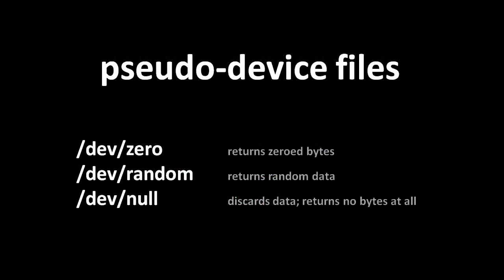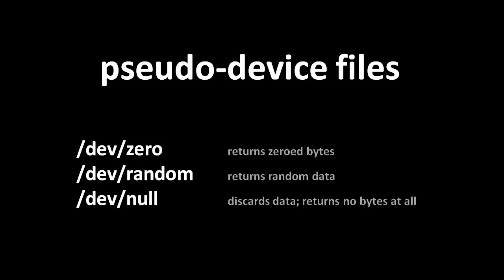In the dev directory, you'll also find a number of what are called pseudo-device files. These are mostly character device files, but they don't represent actual hardware devices. They are simply abstractions provided by the operating system. For example, the pseudo-device file /dev/zero is a character device which, when read, will simply return an infinite string of null bytes, of zeroed out bytes.